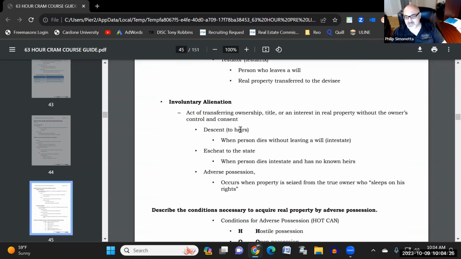Descent means it goes to the heirs. That's when a person dies without leaving a will. Somebody dies without leaving a will, it goes to their heirs. That's called intestate. With the will it's testate, without the will it's intestate. You have escheat to the state. That's when a person dies intestate, meaning they had no will and they have no heirs. That's when the state will take the property. And adverse possession occurs when the property is seized from the true owner who sleeps on his rights. Adverse possession, we'll talk a little bit more about that in a second here.